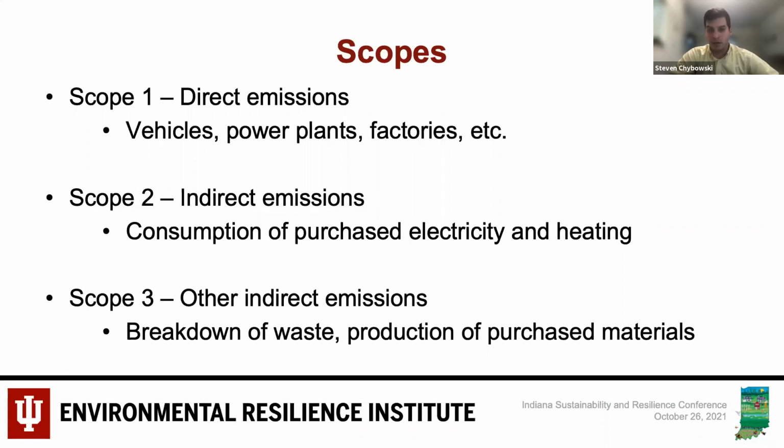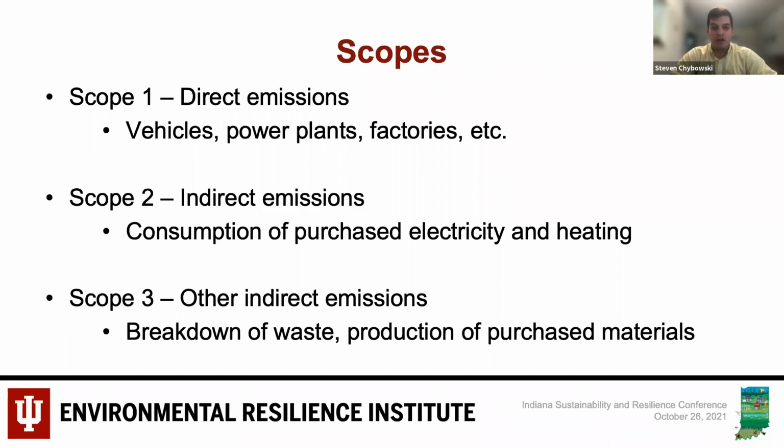So that can be vehicles traveling within your boundaries, factories, your power plants, and the emissions that they're producing, things of that nature. Basically, taking into account any tailpipes, smokestacks, and chimneys that are emitting pollutants from within whatever boundaries you are working with.